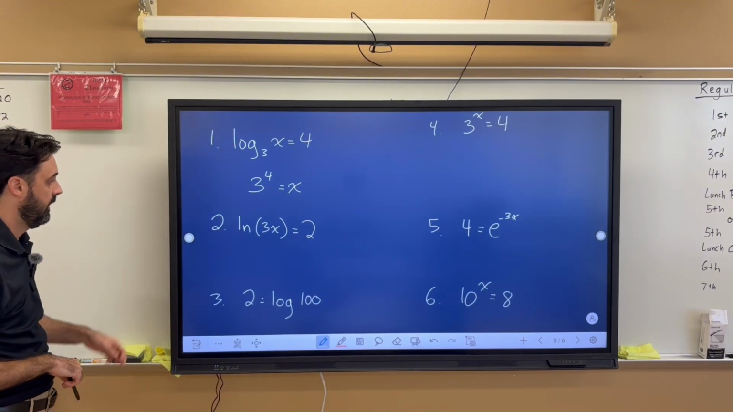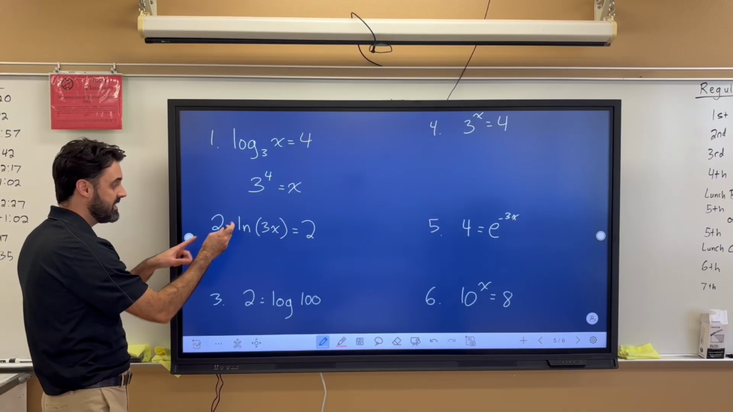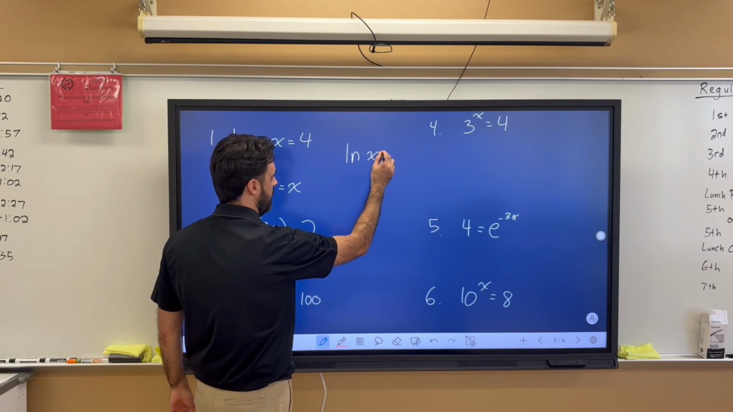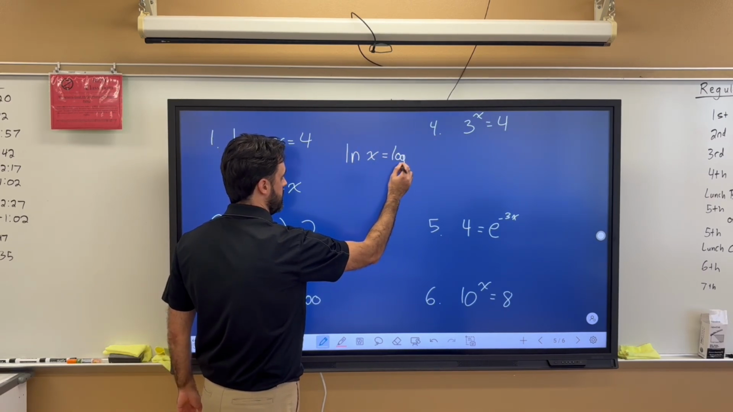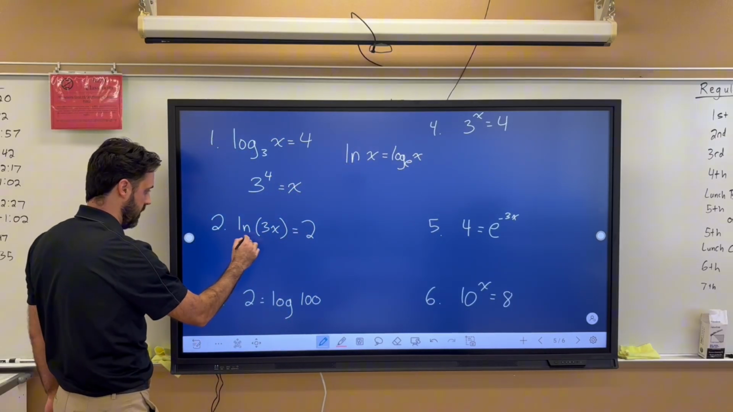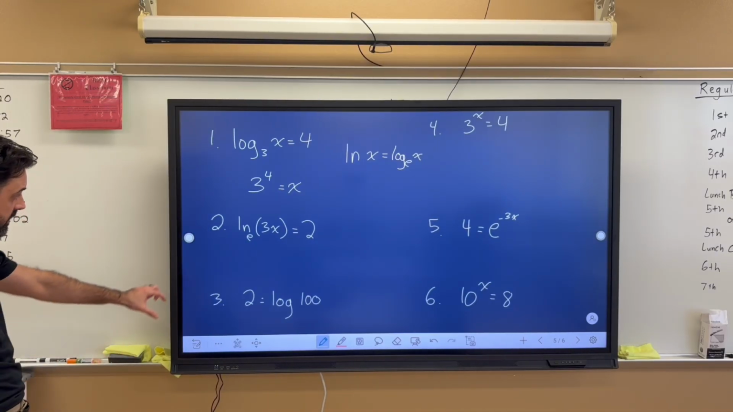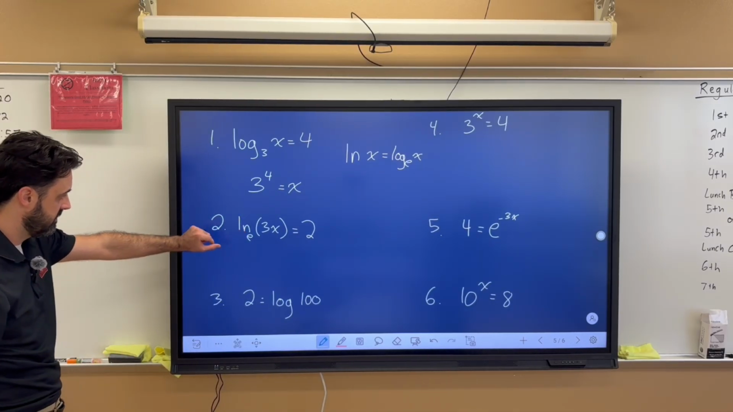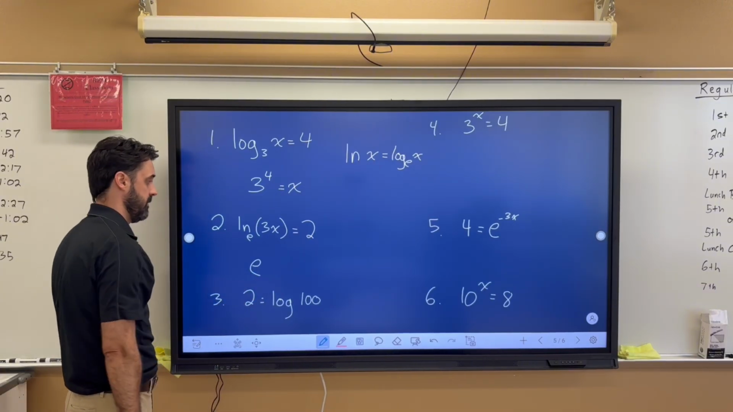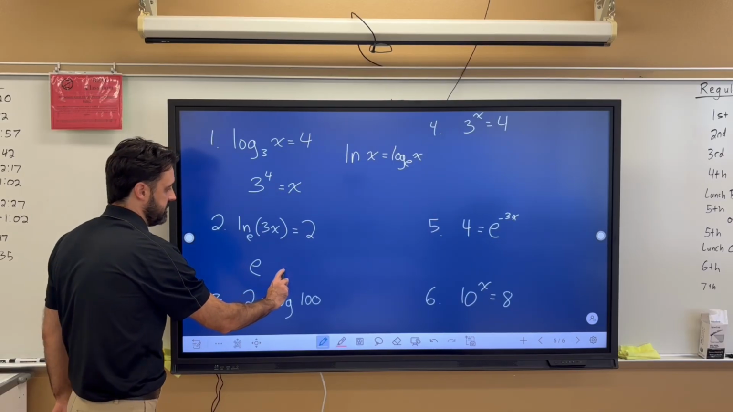Number 2, the natural log of 3x equals 2. Anytime you have a natural log of anything, I'll put x, this is just a log with a base of e. Right, so the natural log is a log with a base of e. So to convert this to an exponent, remember the base always stays the base. So the base of e is also the base of our exponent. The 3x was with the e, that's going to jump to the other side.